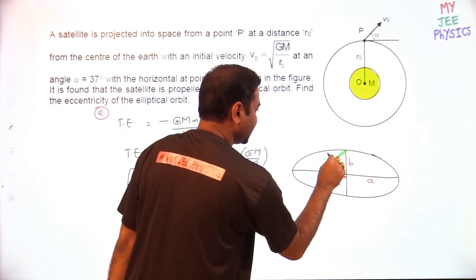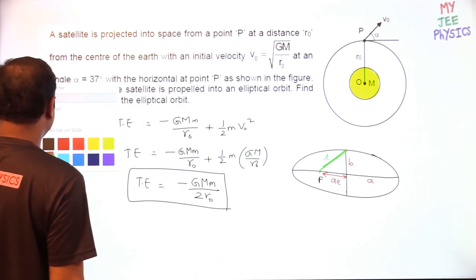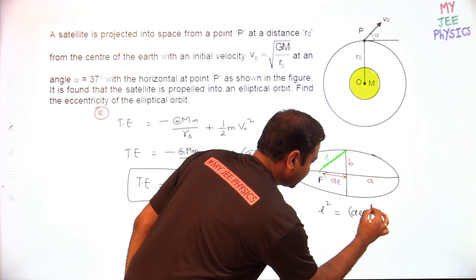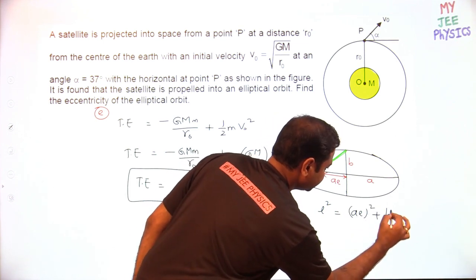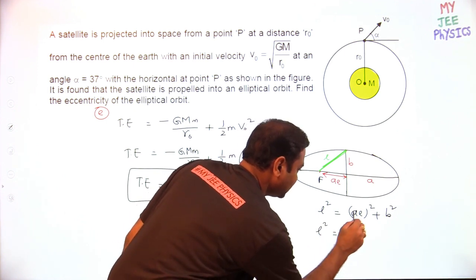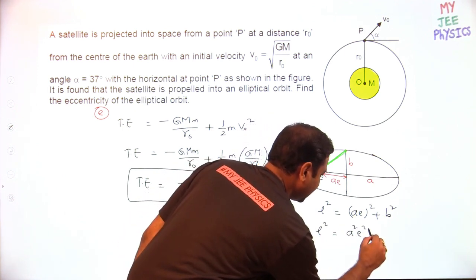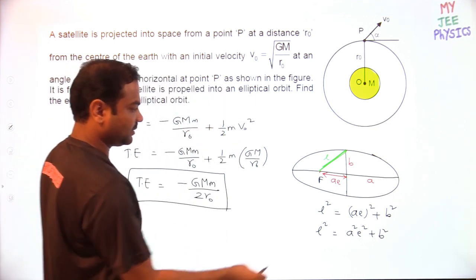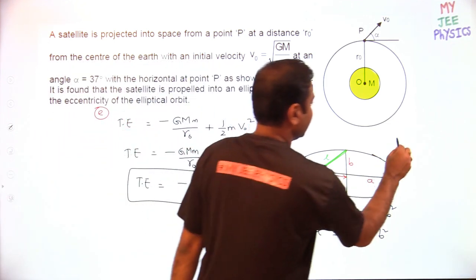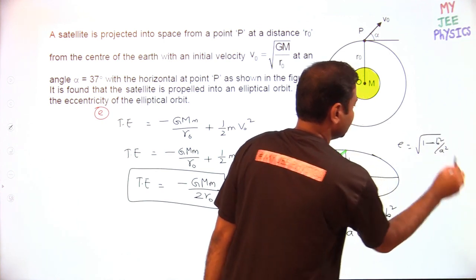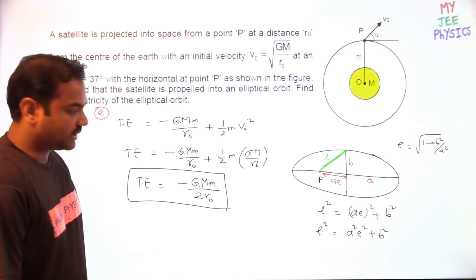Suppose this distance value I am taking as L. So then what is the L value I will get? So I will get like this: L square is equal to AE whole square plus B square. Am I right or not? So then L square is equal to AE whole square, means A square e square plus B square. So we already know the eccentricity e can be written as under root 1 minus B square by A square. Most of you know this already.